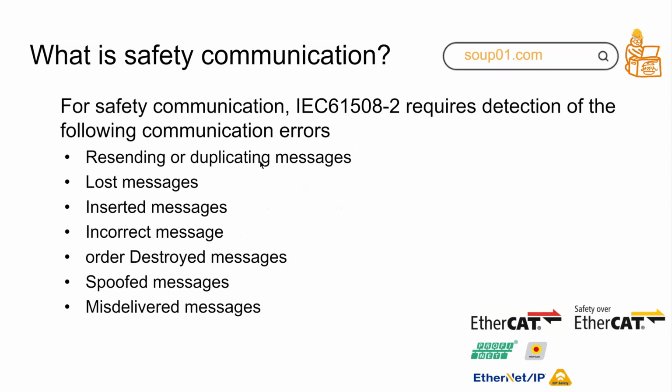For safety communication, IEC 61508 requires detection of the following communication errors: resent or duplicate message, lost message, inserted message, incorrect message, incorrect message order, masquerade, and corrupted message. There are so many things that need to be detected in safety communications.